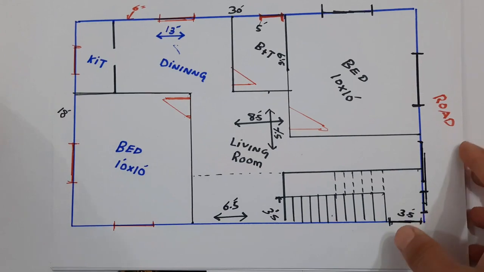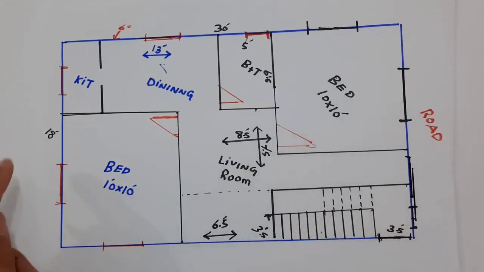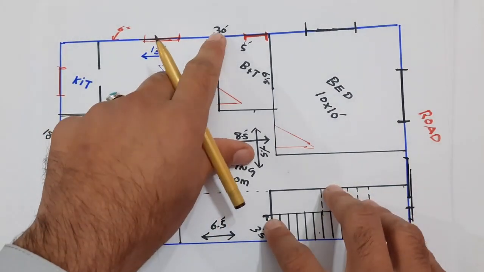Okay guys, so this is a small house planning in the dimensions of 18 by 30 feet.